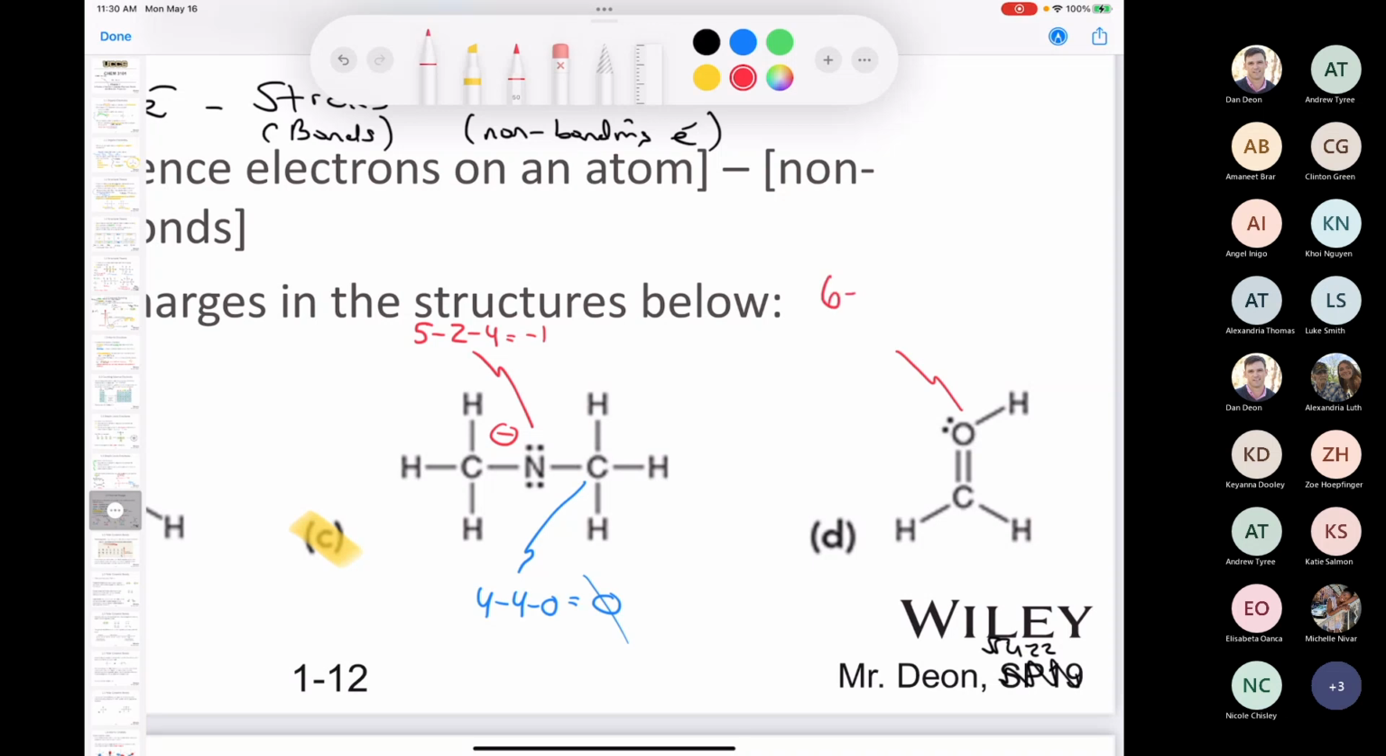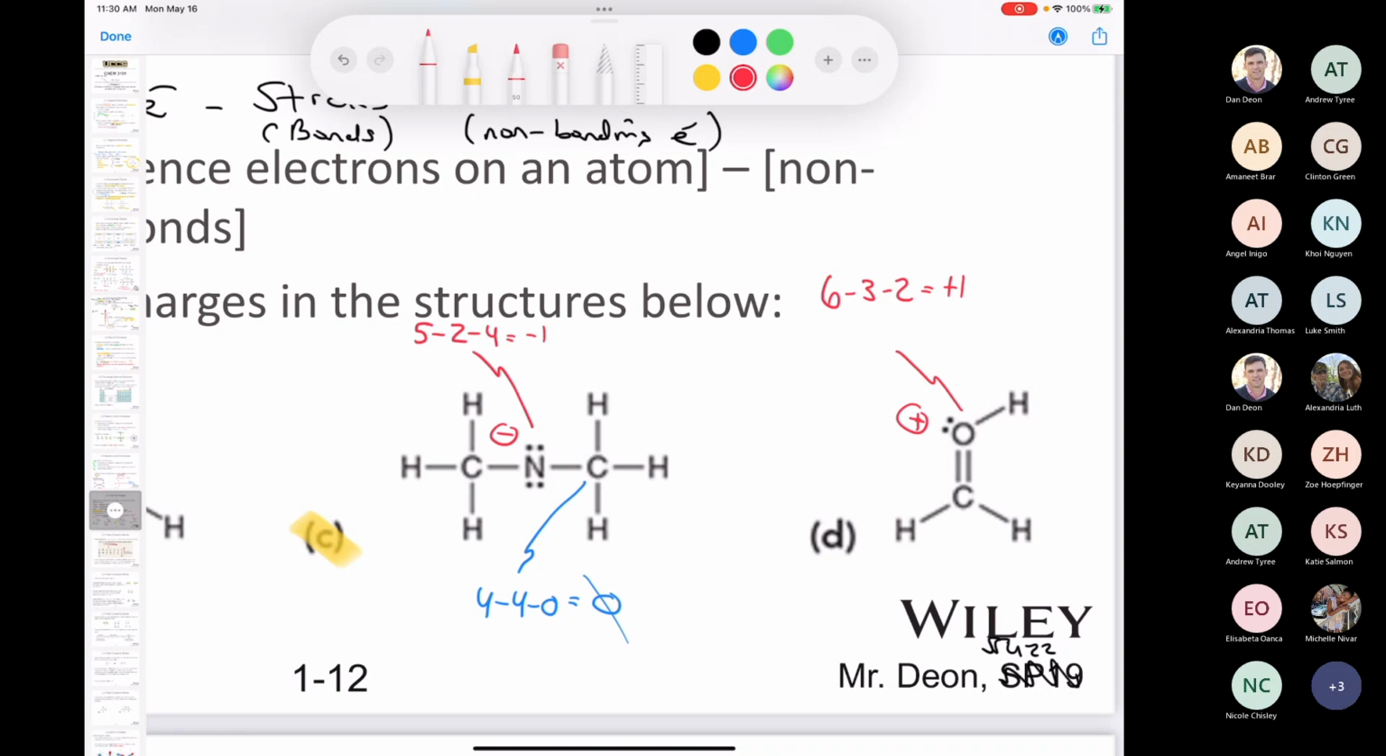Oxygen has 6 valence electrons. Subtract 1, 2, 3 sticks. Subtract the 2 dots. 6 minus 3 minus 2 gives you +1, and therefore the oxygen has a +1 charge on it. There we go.